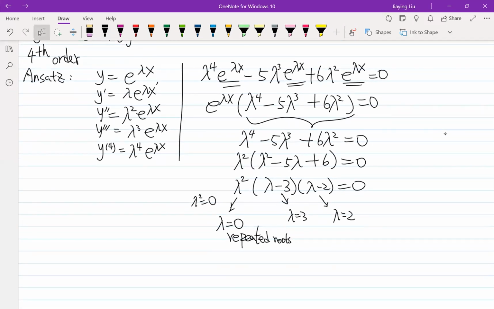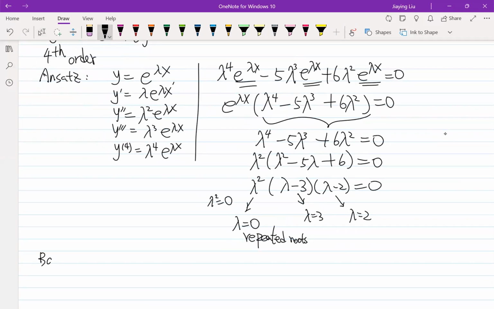Okay, so how do we write down the solution? Well, the base solution from lambda equals 0, we can use directly. So that would be y equals e to the 0x, which is just e to the 0, which is 1. But let me leave it that way for now. And since lambda equals 0 is a repeated root, we can write down the second one based on it. That would be y equals x e to the 0x, just like we did with the previous example. So that will give us 2 base solutions.